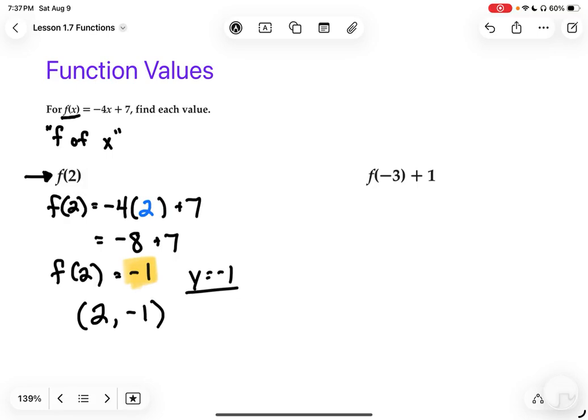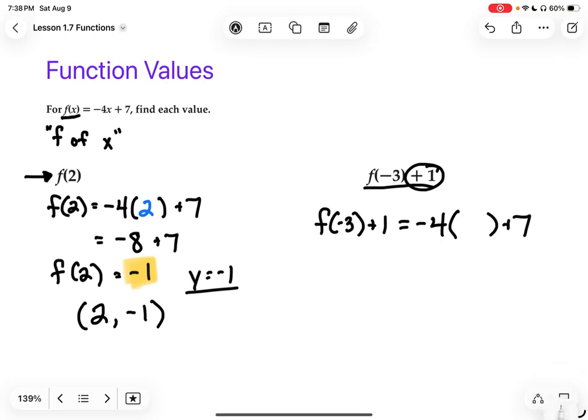So what about this? f of negative 3 plus 1. So the f of negative 3 means take the negative 4x plus 7 and replace the x with negative 3. The plus 1 means after you have done that, once that's completely finished, then you're going to put plus 1 on the end. So first we do f of negative 3, which means negative 4 times negative 3, and then we're going to do plus 1 on the end.